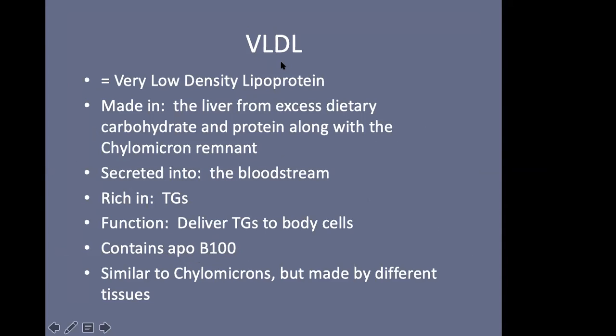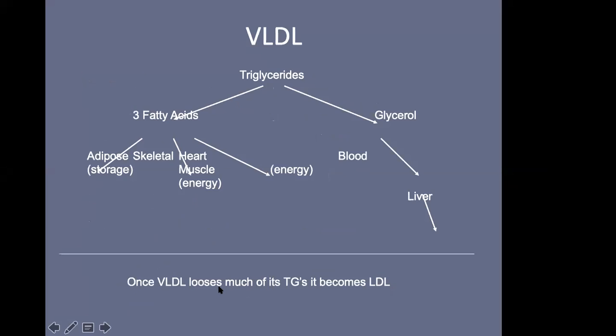Every lipoprotein has a different apoprotein, and it is named according to the type of lipoprotein. Very low density lipoprotein is similar to chylomicron, but made by different tissues. It is made mainly by the liver, and chylomicrons are prepared in the intestine.